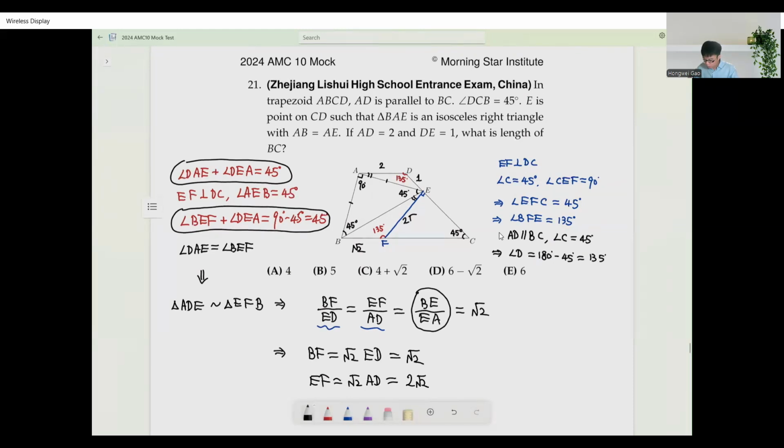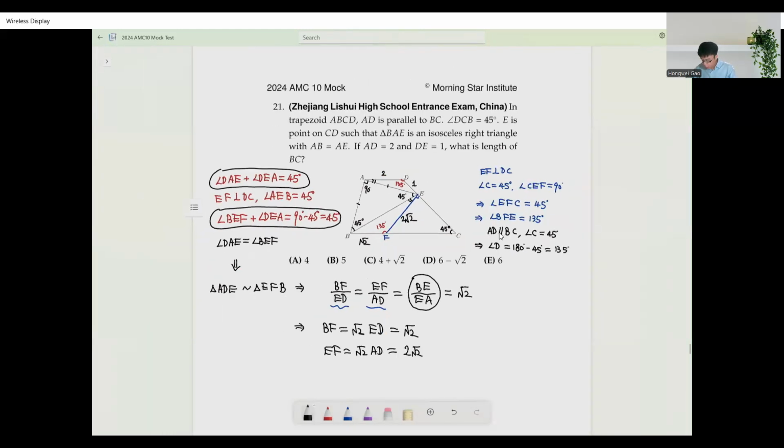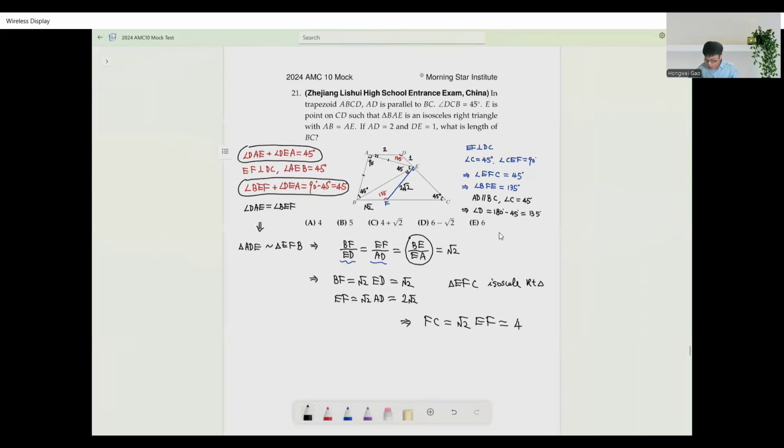EF equals 2√2. Now we have that triangle EFC is an isosceles right triangle. So that implies FC equals √2 times EF. Now EF is 2√2, so FC becomes 4. This gives us the length of BC. BC equals BF plus FC. BF equals √2, FC equals 4. So the answer is 4 plus √2, which is C.